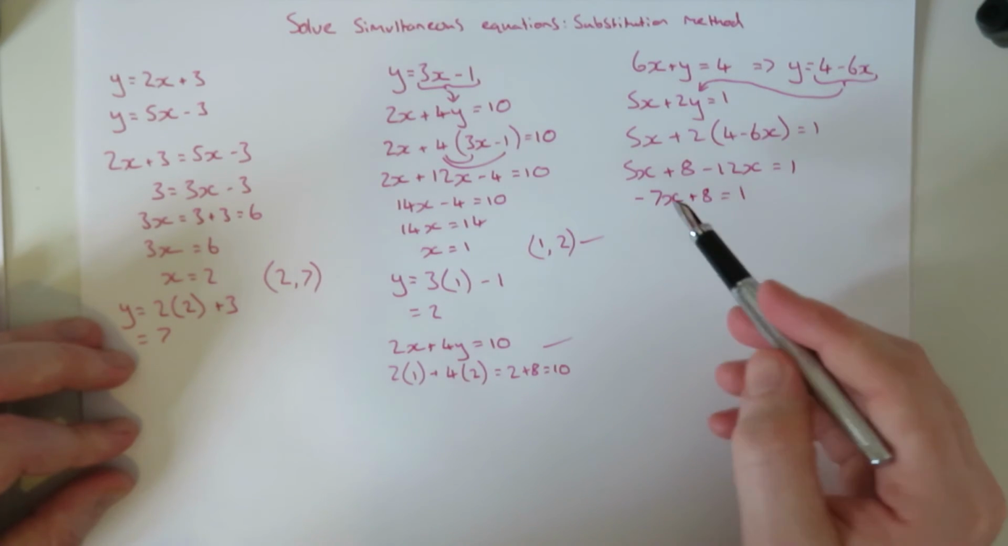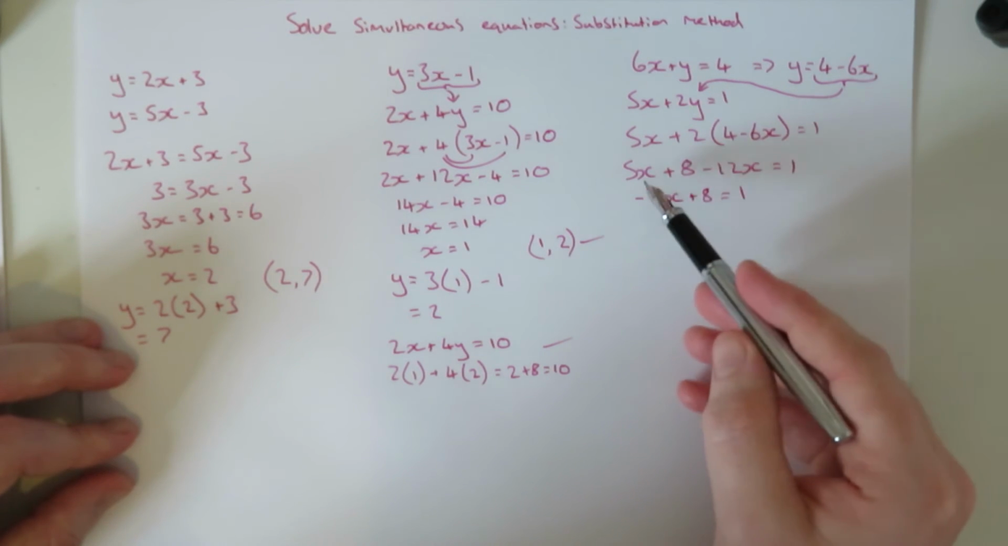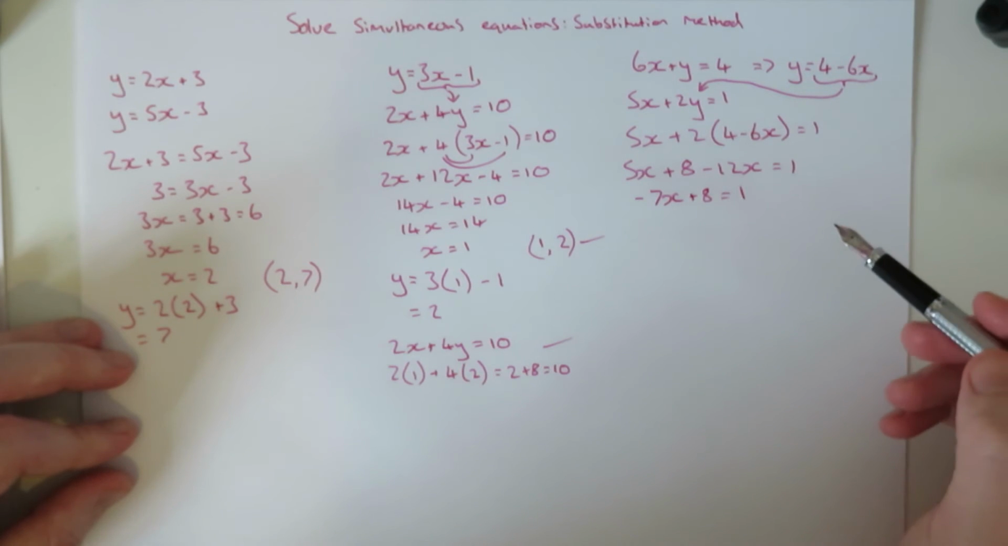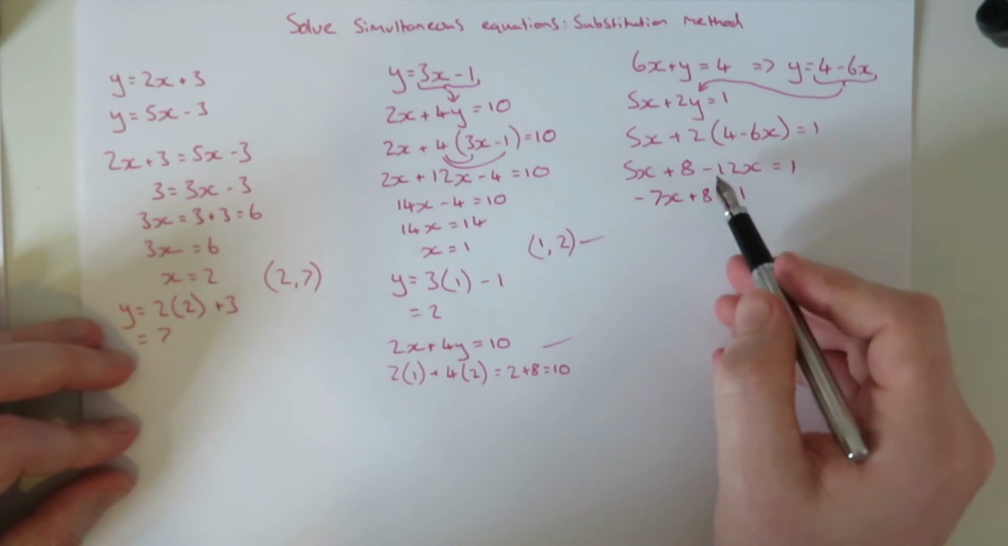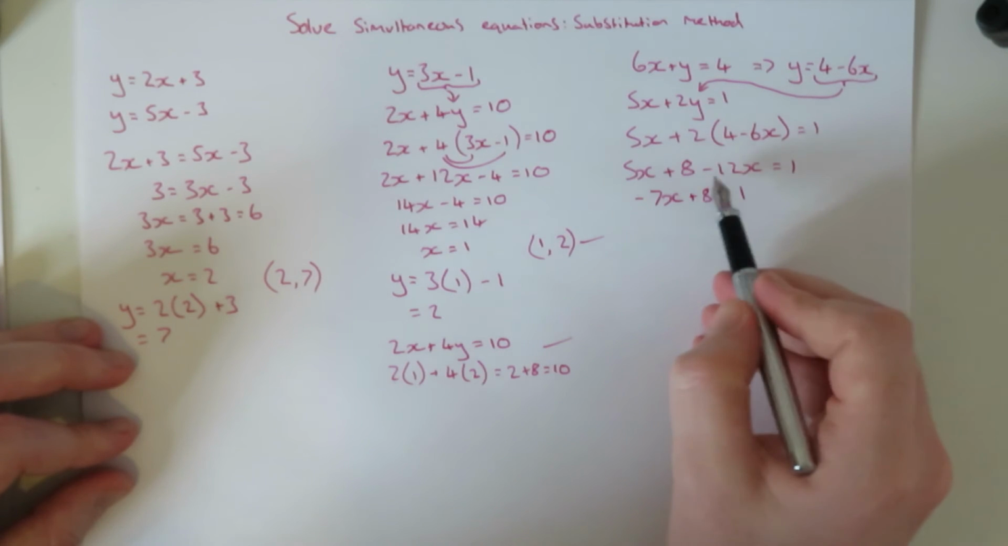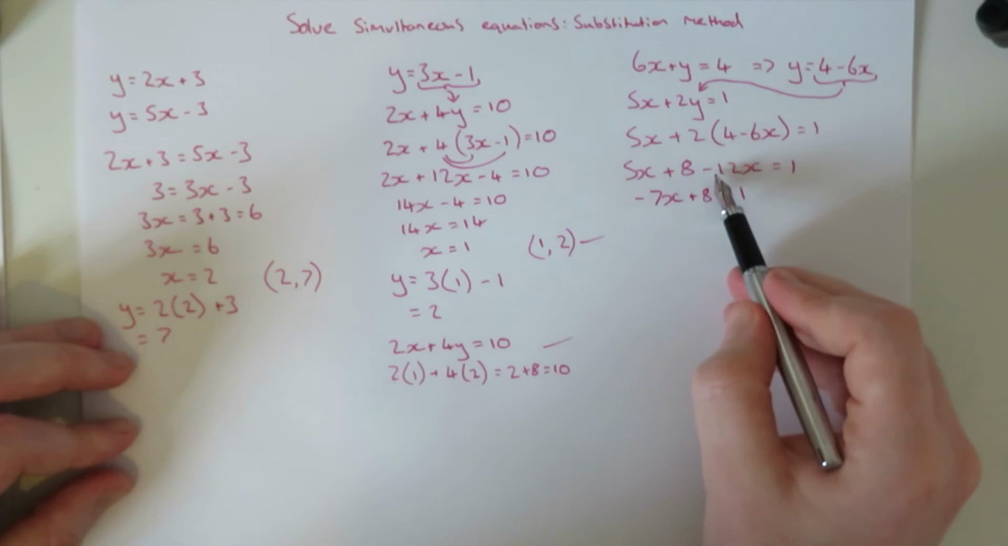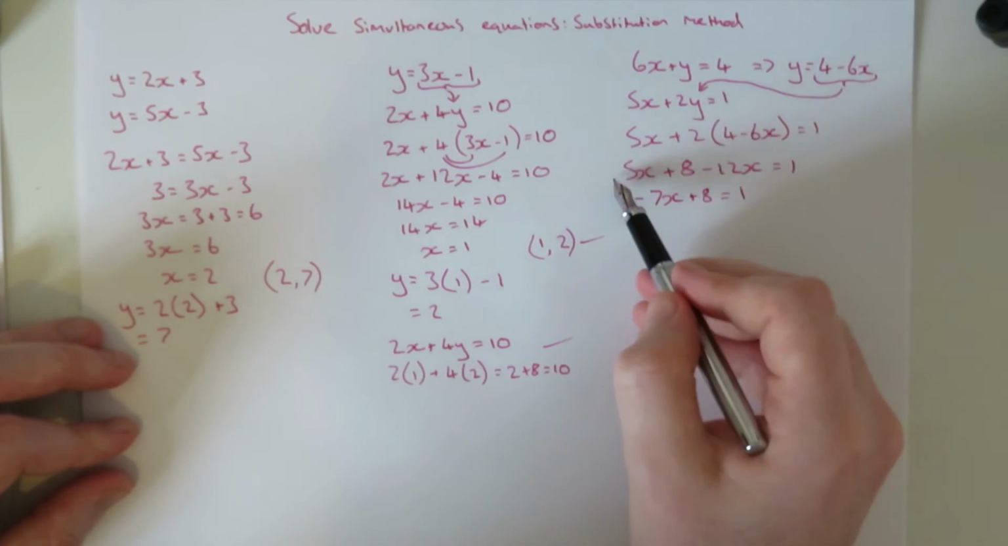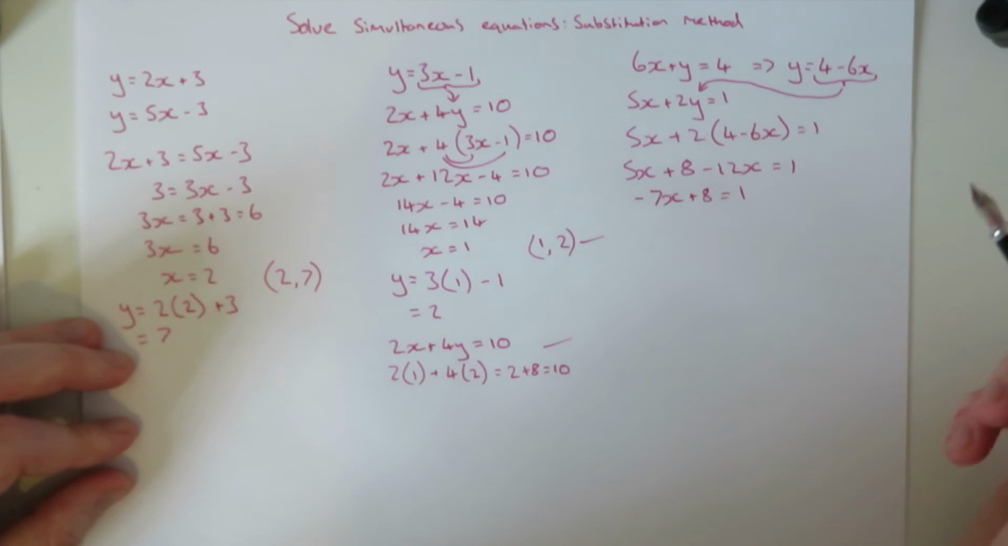Quite a lot of people make a mistake with this when negatives are involved. If you're struggling, what you can do here is change these two signs and say it's positive 12x subtract 5x. So 12 subtract 5 is 7, and then you just have to put the minus in front of the 7.